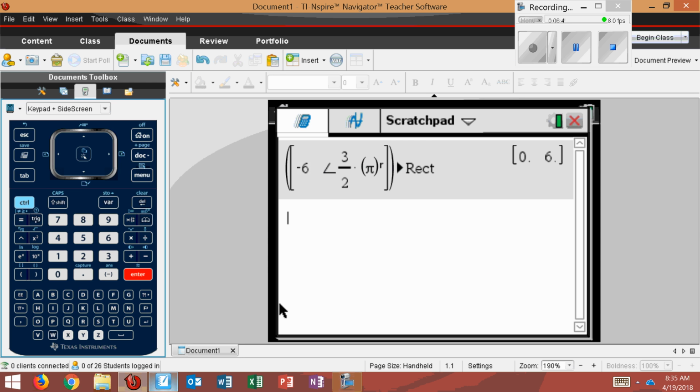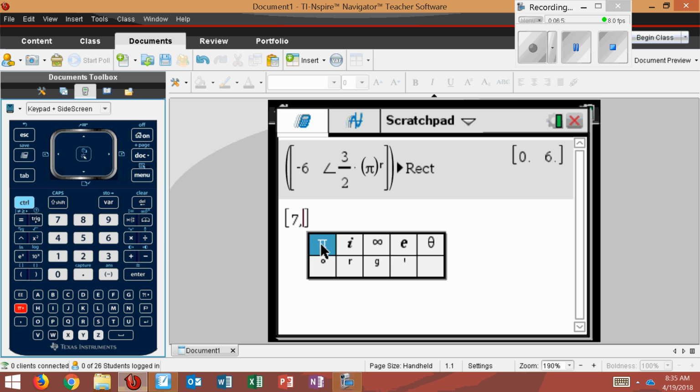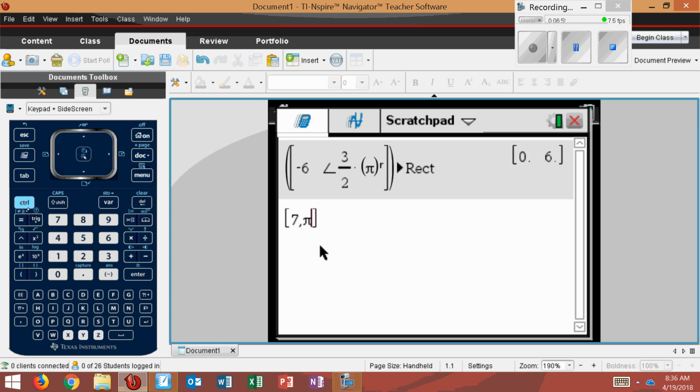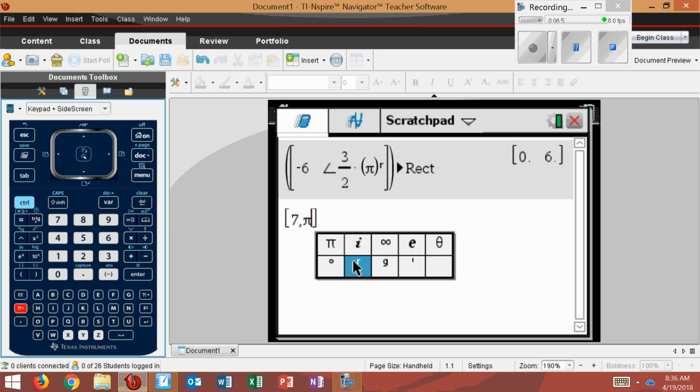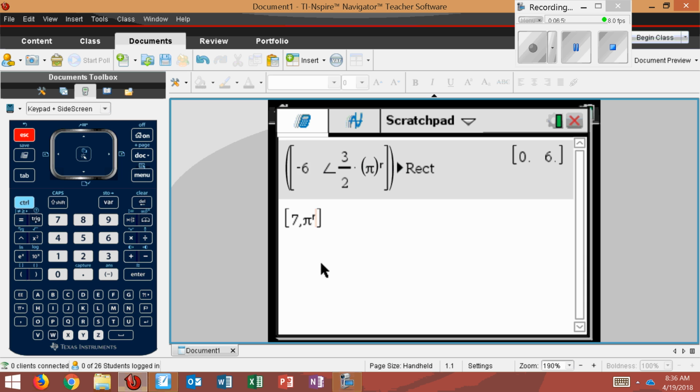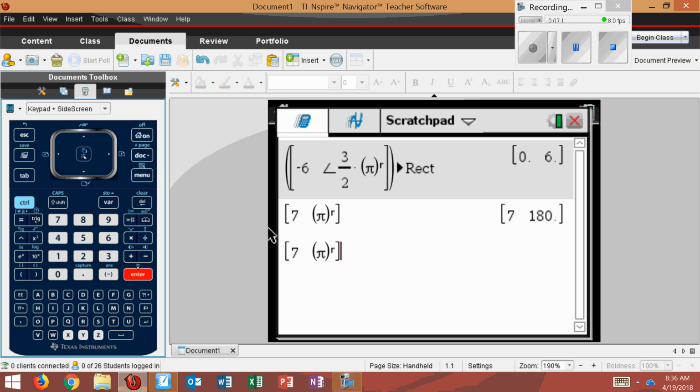So I'm basically doing the same thing. I'm going to go control parenthesis, which gives me the bracket, 7 comma pi. Since that's in radians, I'm going to go back and press the radian button. So now I've chosen radians. Now this time I'm just going to press enter and show you that that will convert it. Actually, it did not convert it this time. Interesting. So I'm going to do this again.